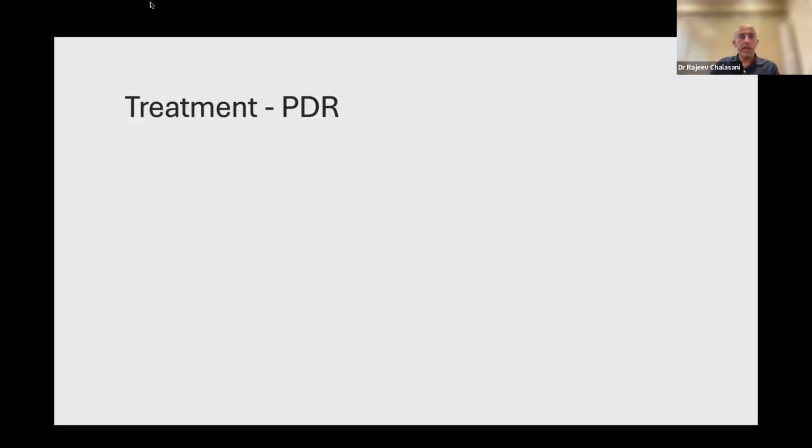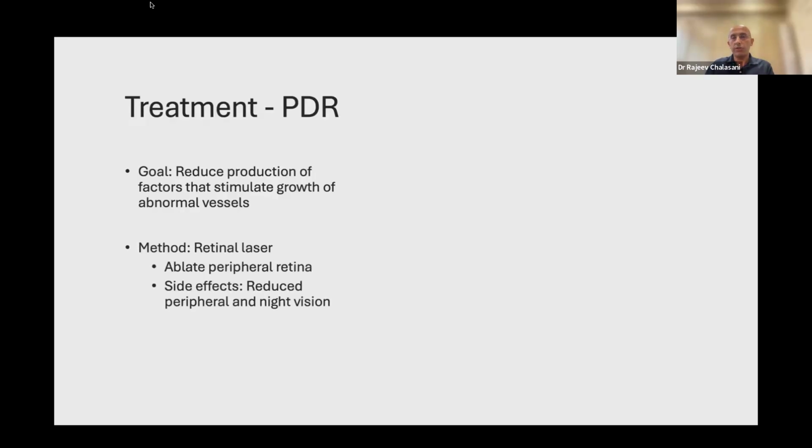Proliferative diabetic retinopathy, our goal here is to reduce the production of those chemicals or factors that are stimulating the growth of abnormal vessels. The way we do that is to use a type of laser to the retina. Essentially what we're doing is applying laser to all of those black areas that we saw on the dye test before. We're trying to basically kill the retina in those areas so that it can no longer produce those chemicals that are growing new blood vessels. So it is actually a treatment with collateral damage.